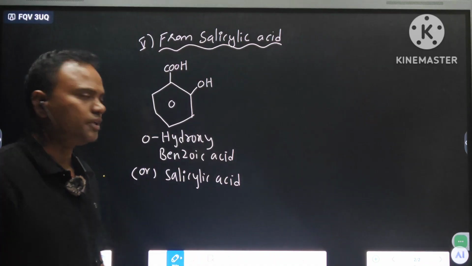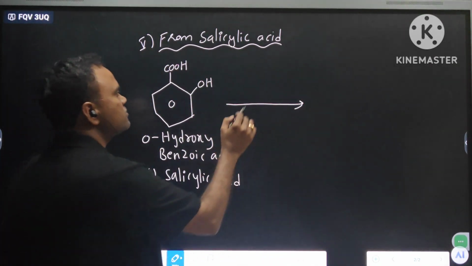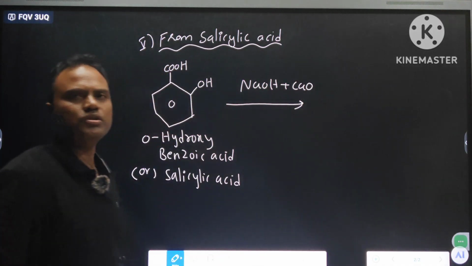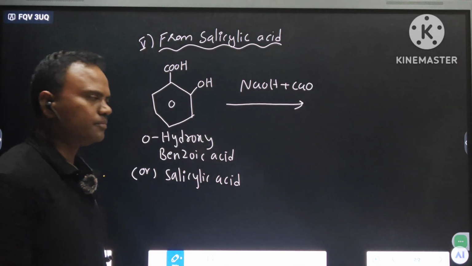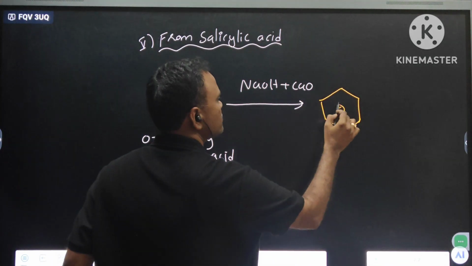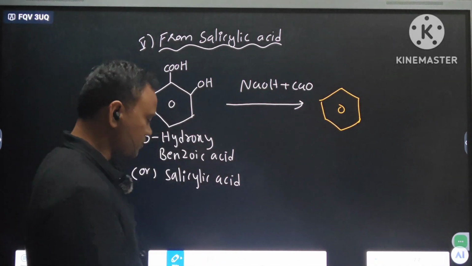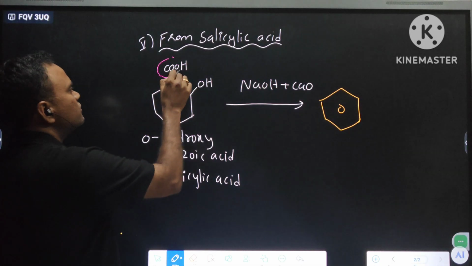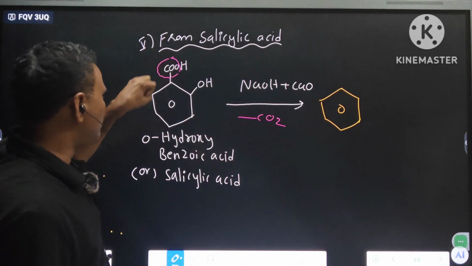Fifth preparation method: when salicylic acid or orthohydroxybenzoic acid is treated with soda lime, NaOH plus CaO, CO2 will be eliminated. What is the role of soda lime? This combination is called soda lime. It removes carbon dioxide. Decarboxylation. CO2 will be eliminated.